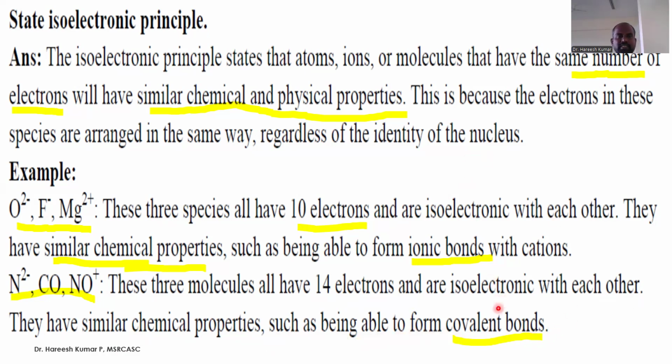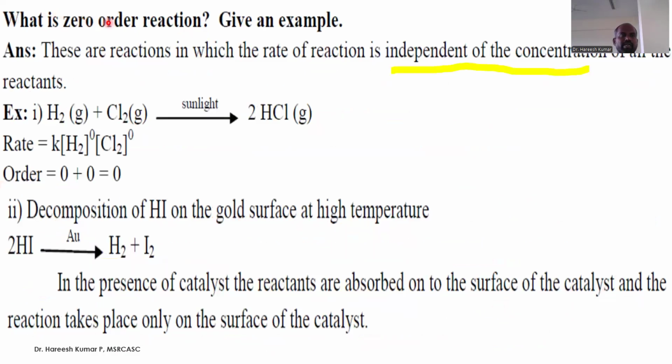Let's go to the next slide. What is a zero order reaction? Give an example. These are reactions in which the rate of reaction is independent of the concentration of all the reactants. For example, the reaction of hydrogen gas with chlorine forming 2 hydrogen chloride molecules. Here rate is proportional to H2 to the power 0 and Cl2 to the power 0. That means it is a zero order reaction.